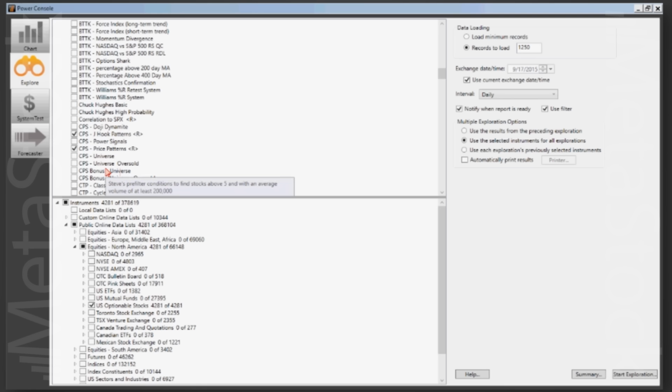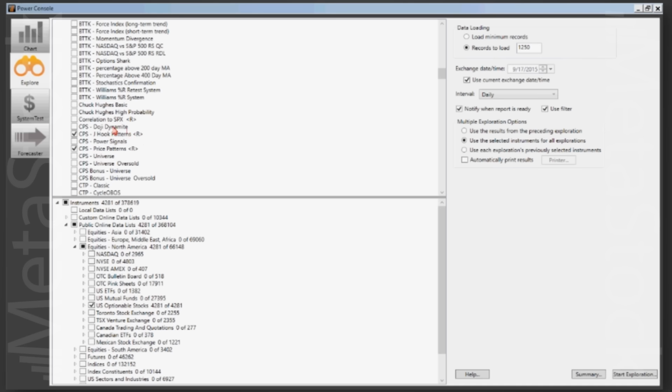One is designed to filter out stocks that fit a particular criteria: stocks that are above 5 with an average volume of at least 200,000. And then there's another bonus scan that you're going to get, called stocks that are above 5 with an average volume that have a stochastics that are above 20, so they're oversold basically.